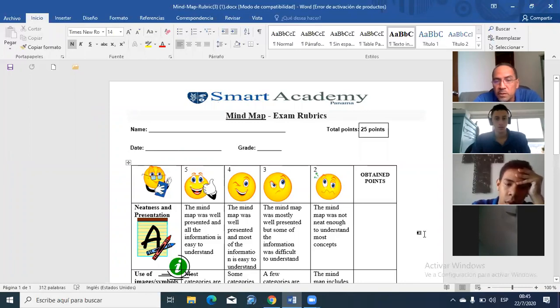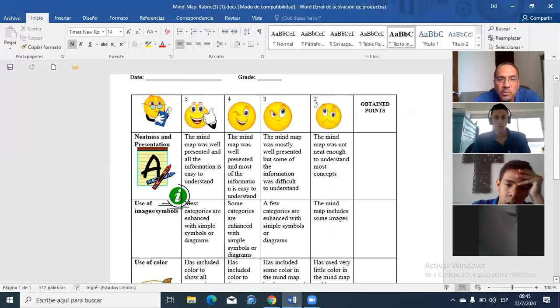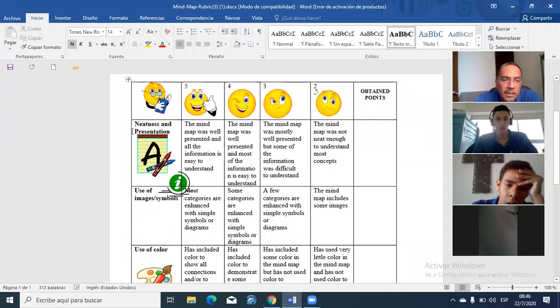Okay, so this is the rubric I'm gonna use. Very simple, easy to understand. The rubric I'm gonna use to evaluate your mind map. Neatness and presentation: the mind map was well presented and all the information is easy to understand. Second one, use images or symbols: most categories are enhanced with simple symbols or diagrams.